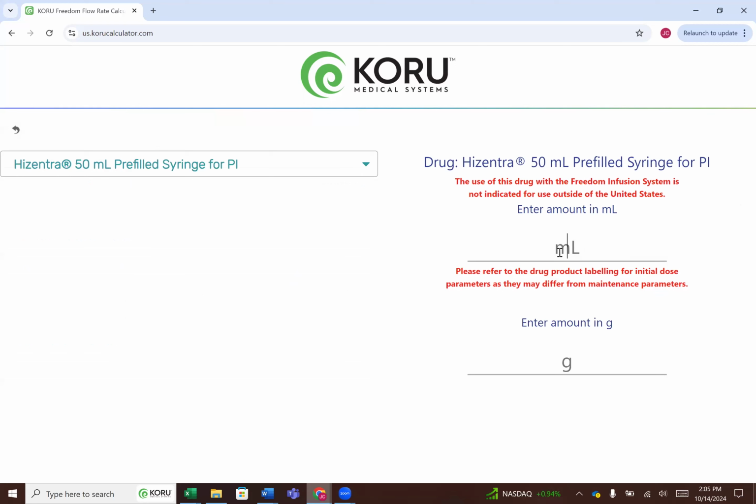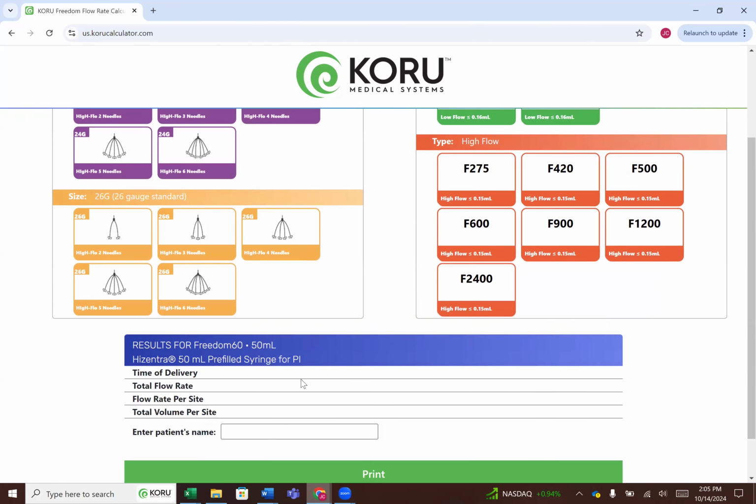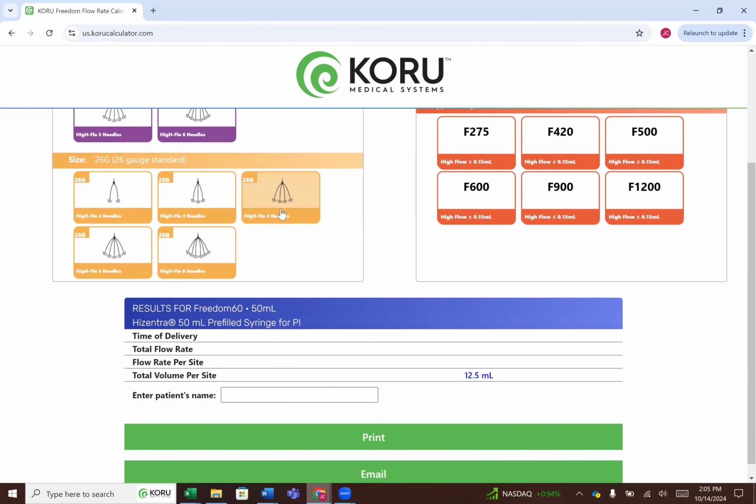Enter the dose and select the necessary supplies to meet either the initial or maintenance flow rates aligning with the patient's therapy goals and drug manufacturer's recommended infusion parameters. Once you're satisfied with your selections, note the patient infusion parameters at the bottom of the calculator.